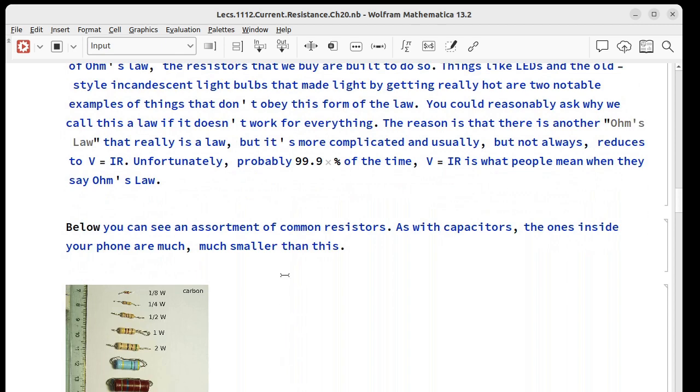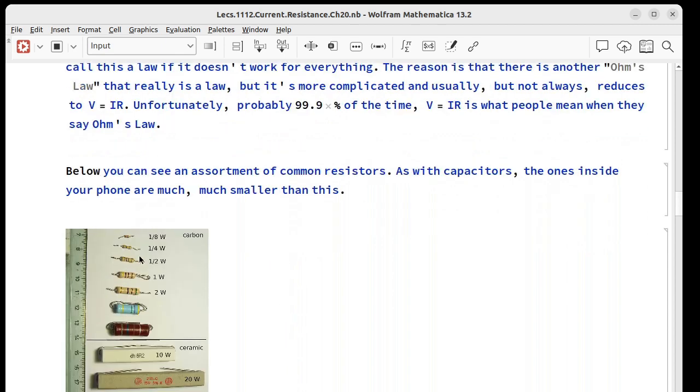If we want to look at what resistors look like, these are things that are made specifically to satisfy Ohm's law. We want them to work like this so that V equals IR. And you can see there's a whole bunch of different sizes. The resistance is not determined by the size, but the amount of power that can be dissipated is determined by the size. These smallest ones are 1/8 of a watt, all the way up to these 20 watt, and you can get much bigger.